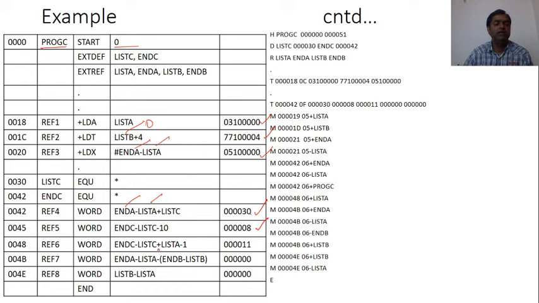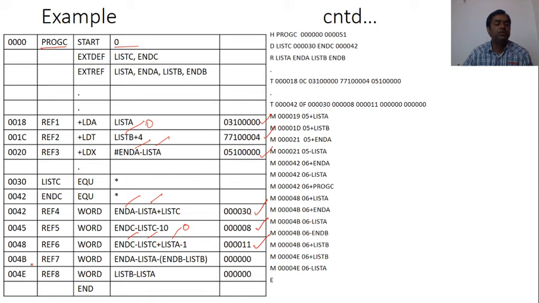At address 0048, that is what? End C minus list C plus list A minus 1. I know the value of end C and list C, but I don't know the value of list A. So we will take it as 0. Find out this value, end C minus list C, that is 0012, that will be the absolute value. Minus 1, you will get this object.